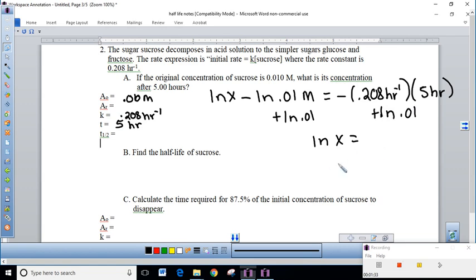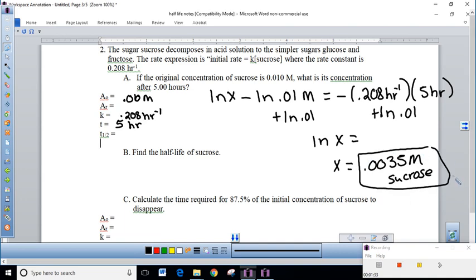The answer you should be getting for x is 0.0035 molar. And it was sucrose, so you can write sucrose. Okay, I'm going to go ahead and write this number up here in case you're wanting to check your number. And there we go. So that should be easy.